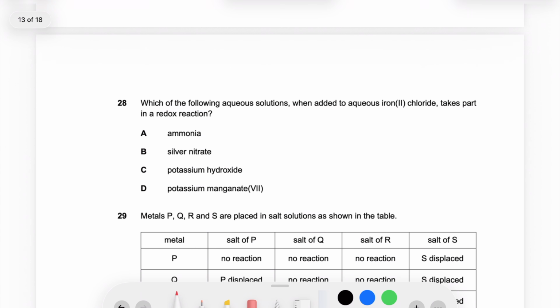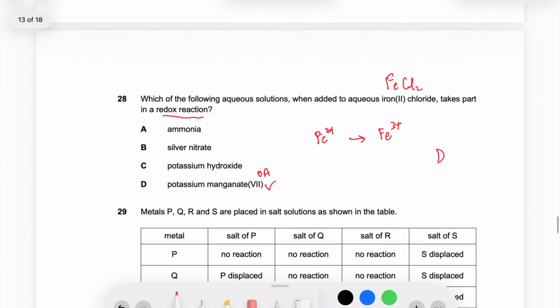28. Which of the following reactions, when added to iron 2 chloride, takes place in a redox reaction? Alright, so let's see. It will be this, because this is your famous oxidizing agent, so your iron 2 will be oxidized to iron 3 plus. Okay, so D. So your potassium manganate 7 will cause iron 2 chloride to undergo oxidation.